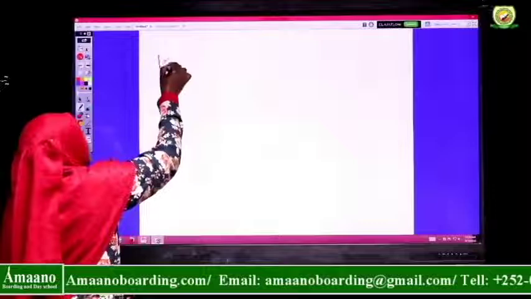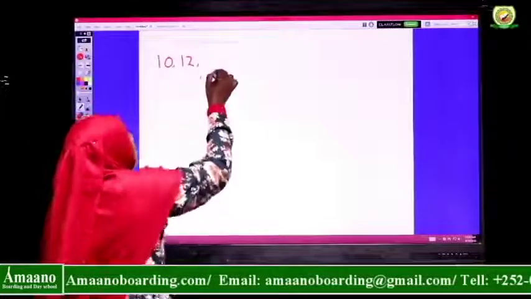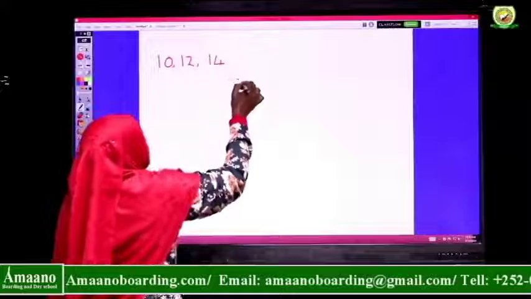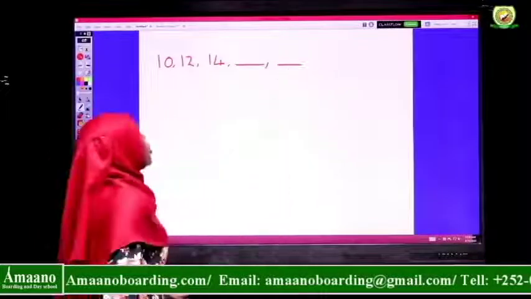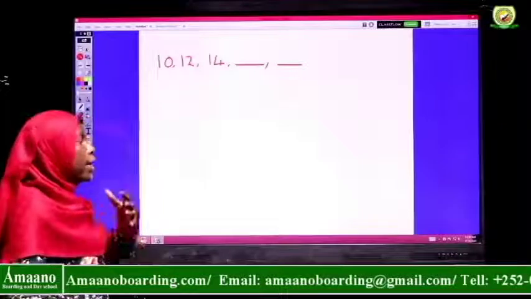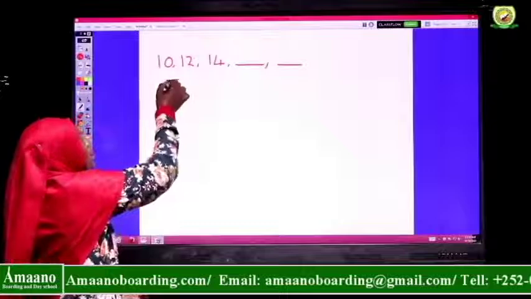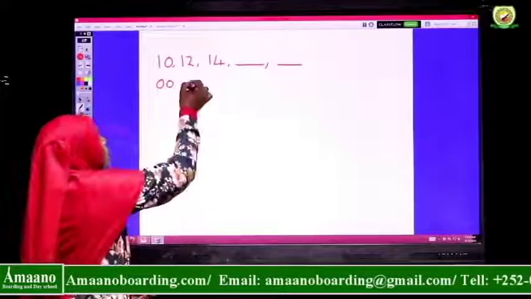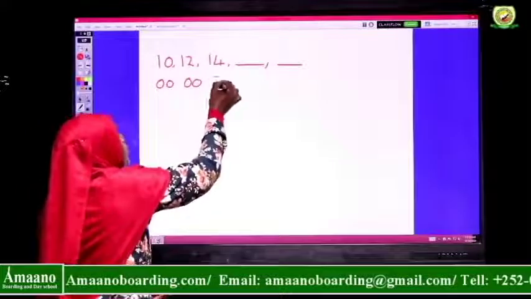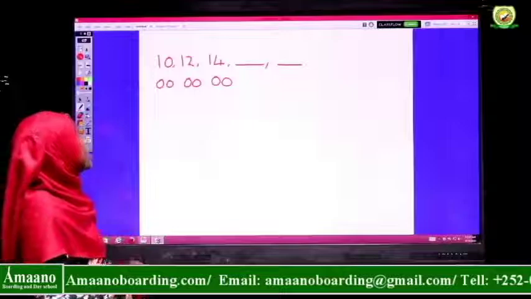We have got 10, comma, 12, comma, 14, comma, and then dash, and then dash. So what shall we do? We are going to add 2 balls after every number. So we shall write 2 balls here, and then 2 balls here, 2 balls here, for us to be able to get to the next answer.